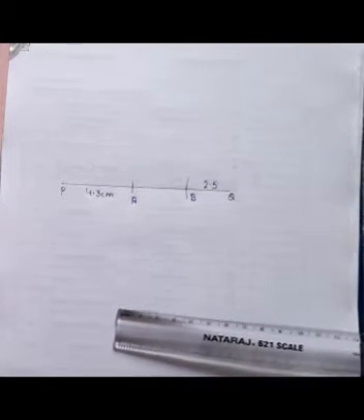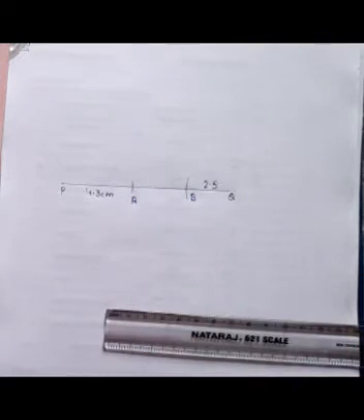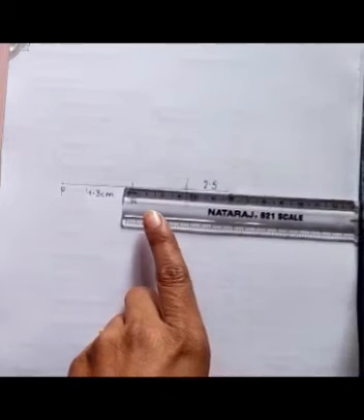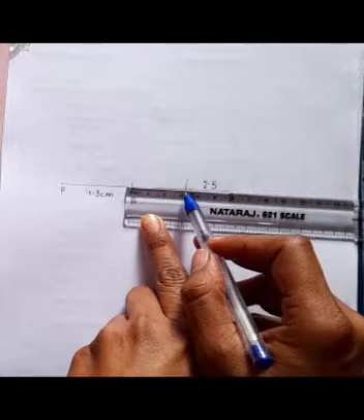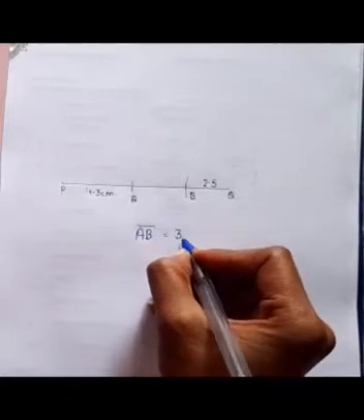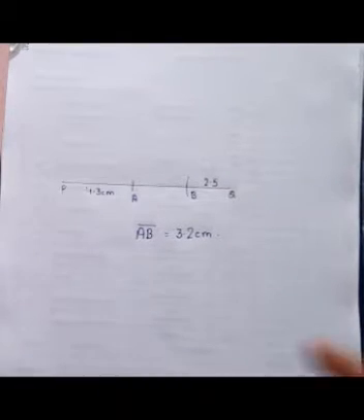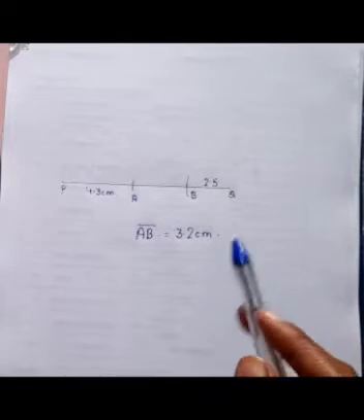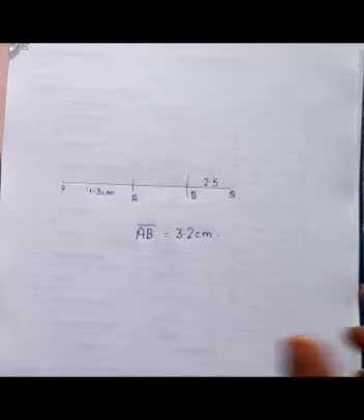Now they have asked you to measure the length of the segment AB. You have to measure it with your scale. When I am putting my scale, you can see its length is coming 3.2. It means your AB is equal to 3.2 centimeter. Clear? This is the way of doing this construction. All the constructions in this exercise will be done like this only. You only have to read the questions properly and then you have to follow the instructions.